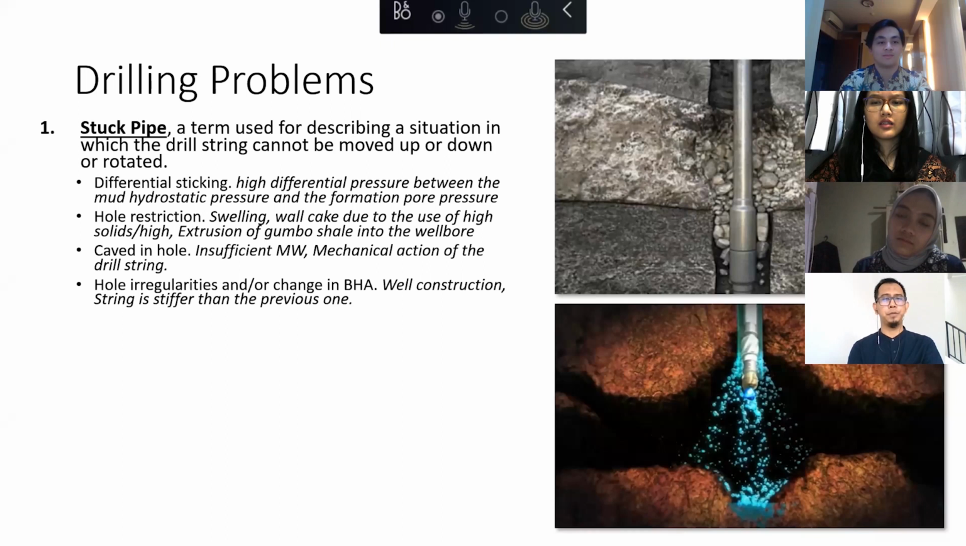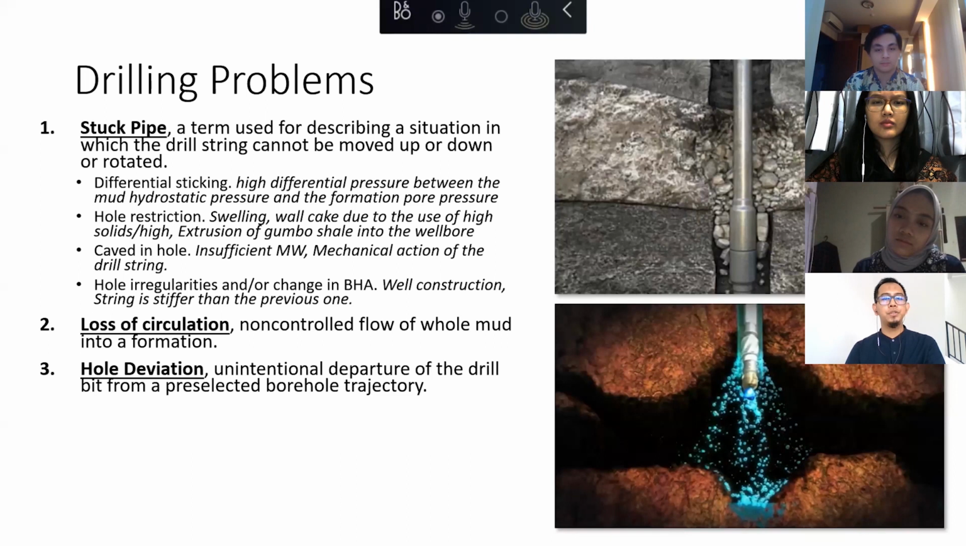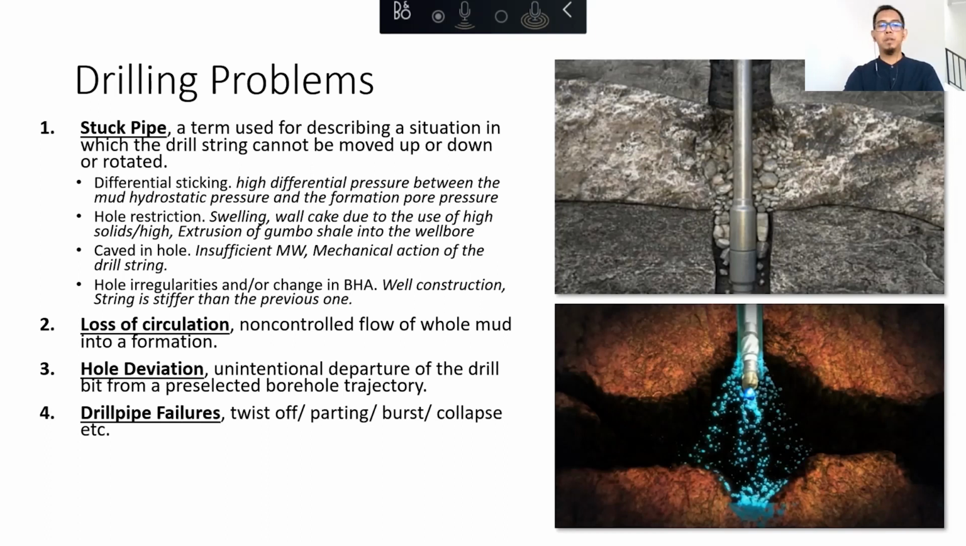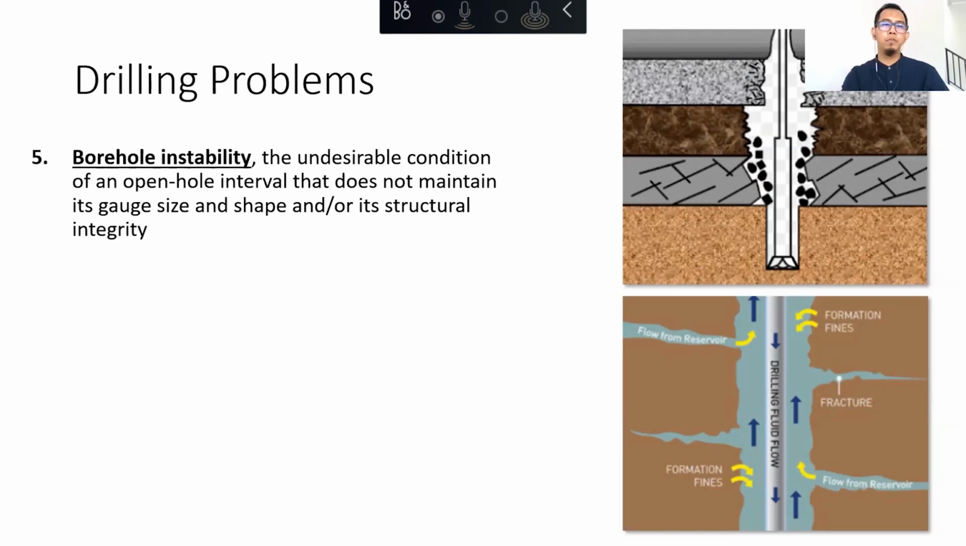Another drilling problem is loss circulation. Loss circulation is a non-controlled flow of the whole mud into the formation. Then there's hole deviation, the unintentional departure of the drill bit from a pre-selected borehole trajectory. There are also drill pipe failures: twist off, parting, burst, collapse. Borehole instability is the undesirable condition of a wellbore falling into the annulus, which might create a stuck pipe in the end. Mud contamination is changes in mud properties such as density, viscosity, and filtration.